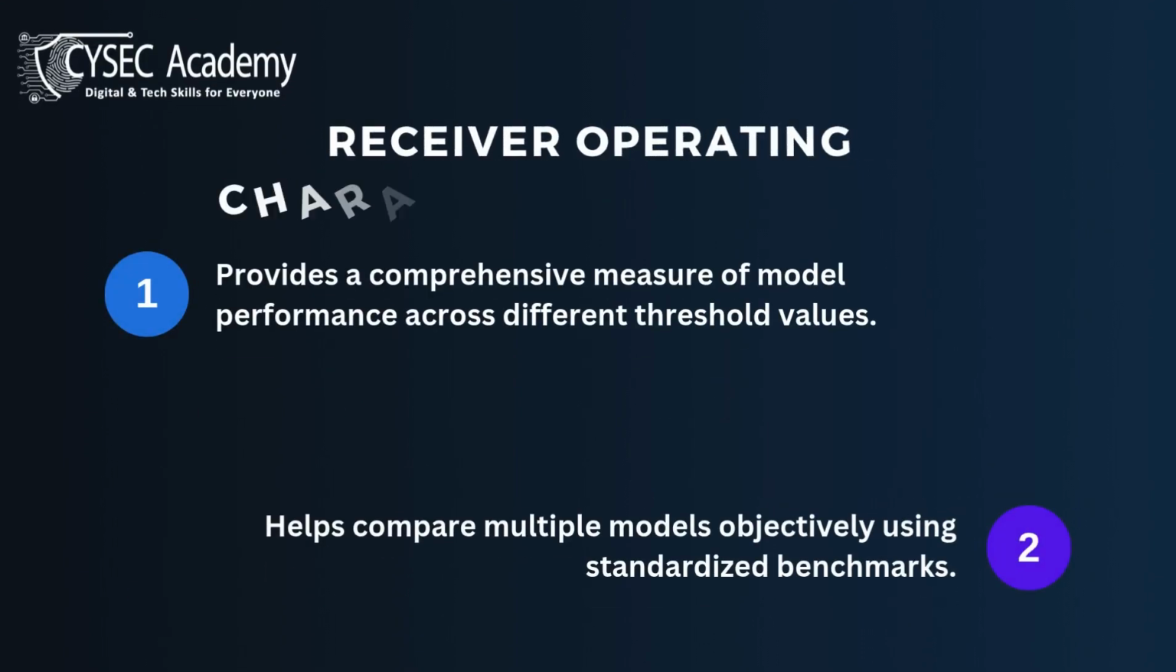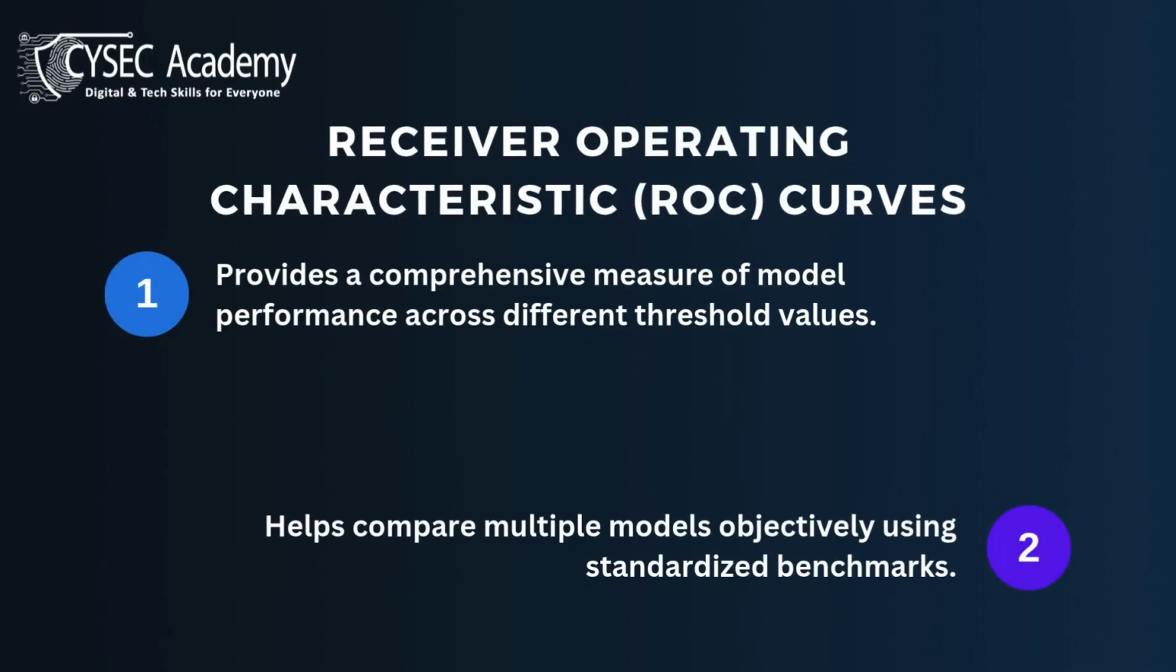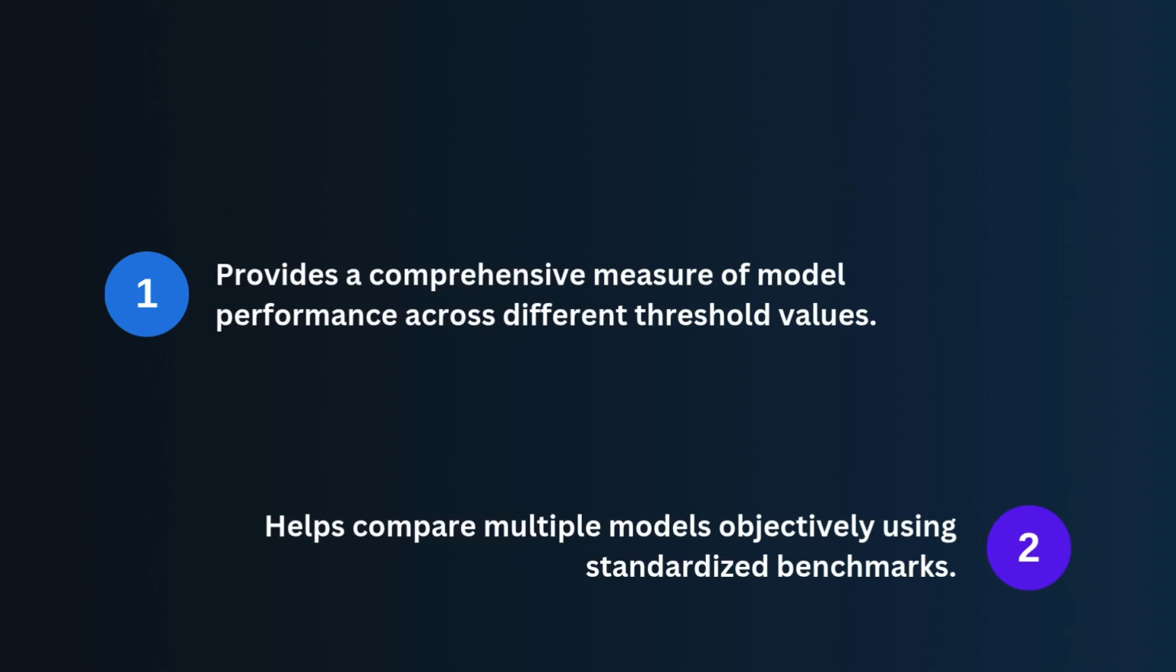Receiver Operating Characteristic, ROC, curves. 1. True positive rate, TPR. Measures how well the model correctly identifies positive cases, e.g., correctly detecting patients with a disease. 2. False positive rate, FPR. Measures how often the model incorrectly labels negative cases as positive, e.g., wrongly diagnosing healthy patients as sick.